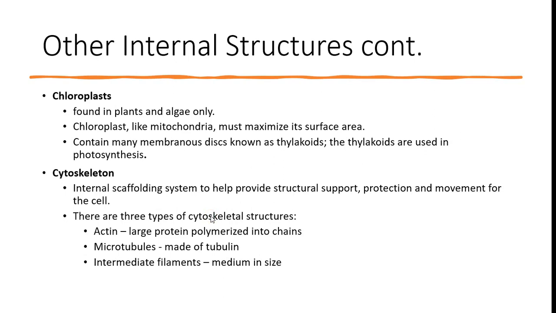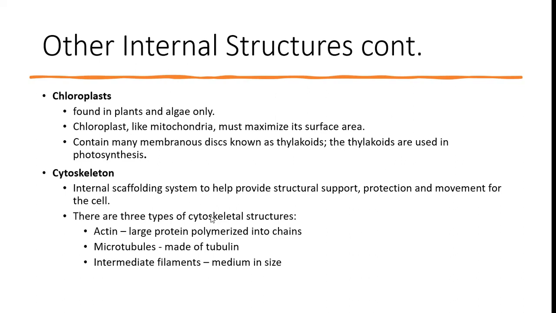Chloroplasts. Okay, chloroplasts are found in some, and these are going to be those that are plant-like or plants themselves, so plants and algae, because they're going to be used for photosynthesis. Chloroplasts resemble mitochondria in the fact that they are double membrane bound organelles, and that they're going to have, instead of the cristae, thylakoids, which are basically like little discs or stacks in there, and they're going to be, again, used for photosynthesis.